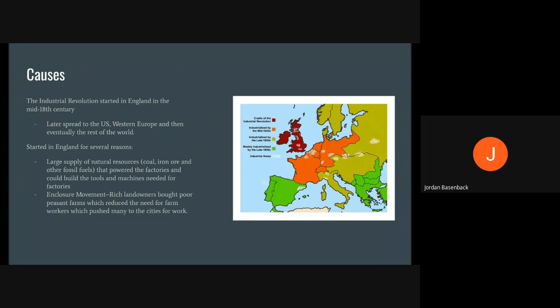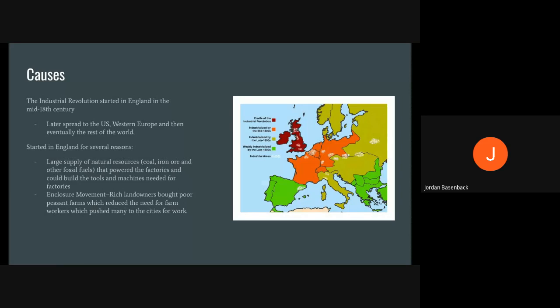So the causes of the Industrial Revolution are quite vast. For one, the Industrial Revolution started in England in the mid-18th century, or the mid-1700s. And it later spread to the United States, to Western Europe, and then eventually to the rest of the world. At this point, there really is almost nowhere that has not been industrialized in some way, other than some distant, more remote part of the world where there's a very low population to begin with. And it really started in England for several reasons.